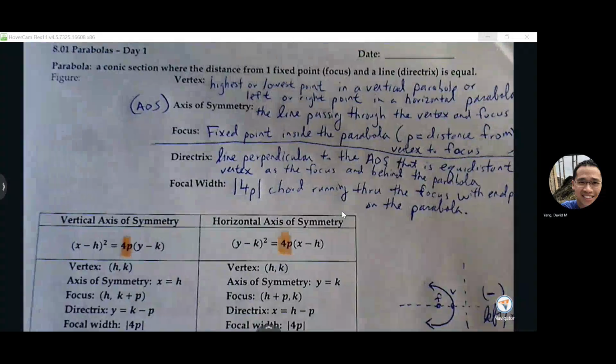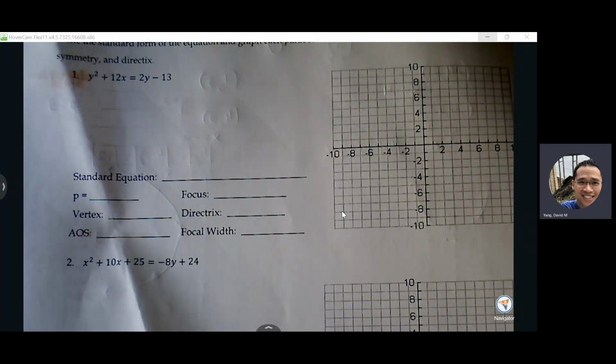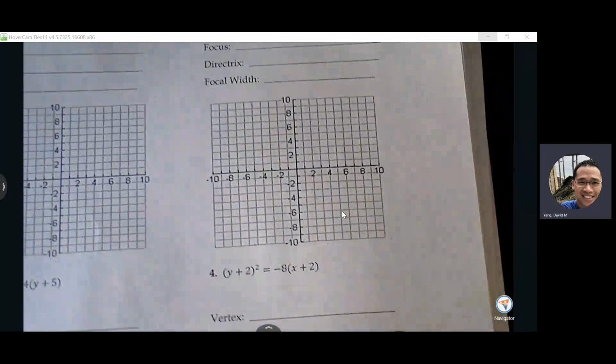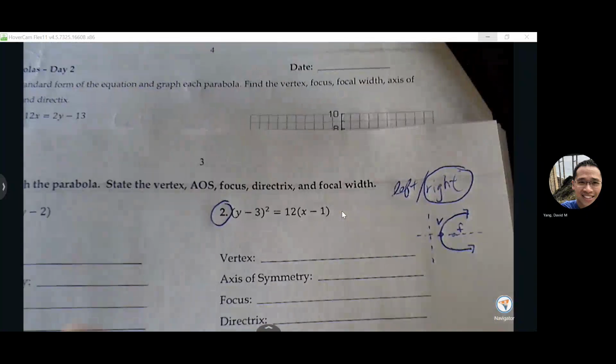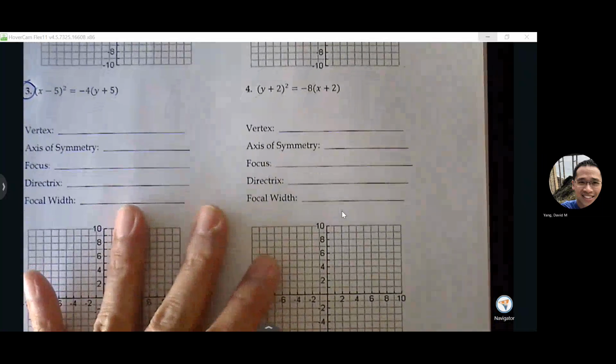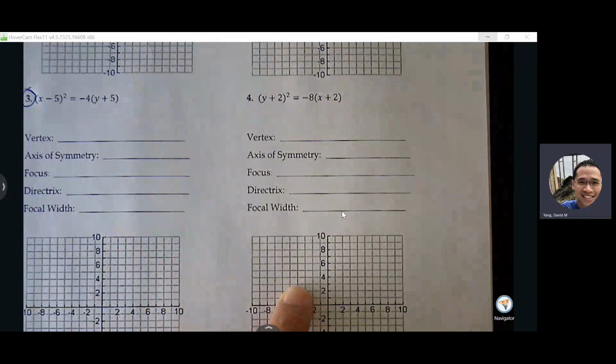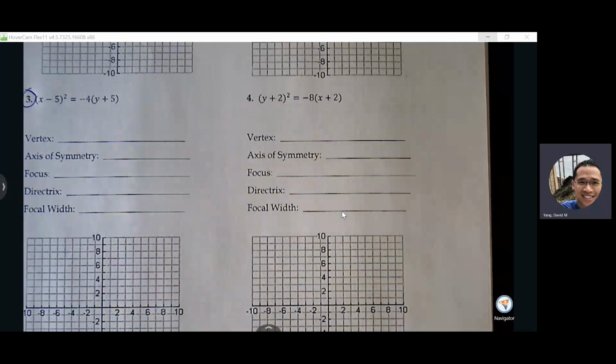Why don't we do one problem before we jump into all these equations, all these different types. So let's try number 4. We didn't do number 4, right? On page 3. Did we do number 4? No. Okay. All right. So we'll walk through number 4.